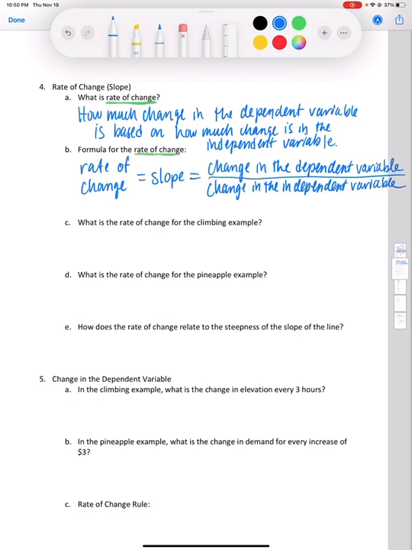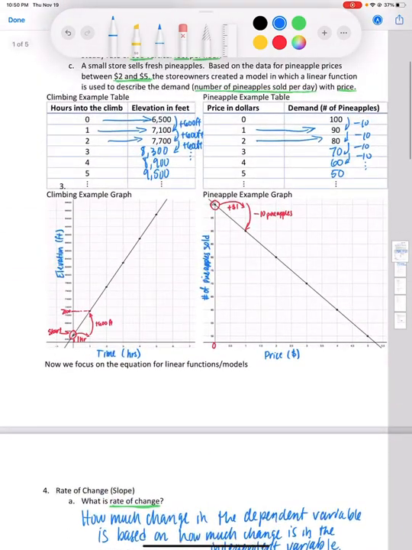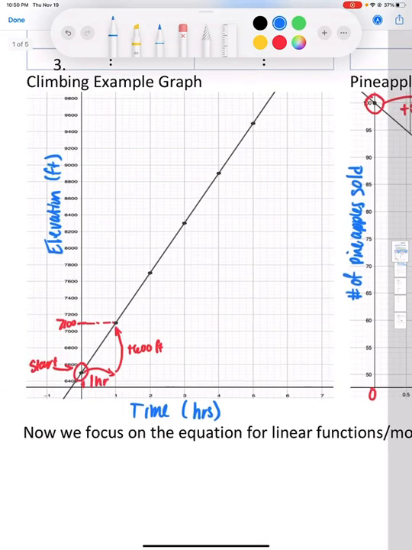Part C says, what is the rate of change for the climbing example? Change in the dependent over the independent variable. So we have to think about what the dependent variable is for the climbing example and the independent variable for the climbing example. The change in the dependent variable is the elevation. So we're going to look at it over here. Elevation right here.